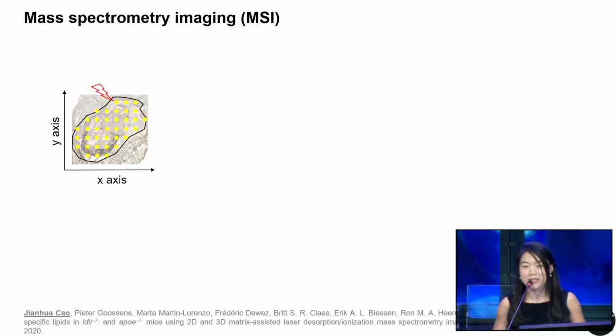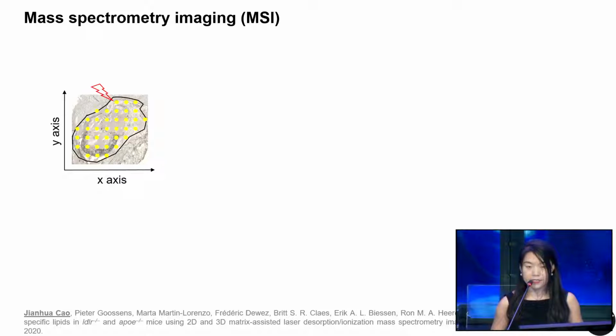Mass spectrometry imaging is an imaging technique that makes it possible to detect thousands of molecules in situ simultaneously while preserving the tissue's morphological integrity. Therefore, it captures both cellular and molecular complexities.